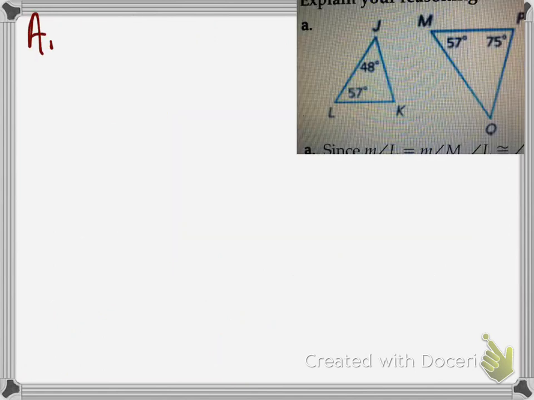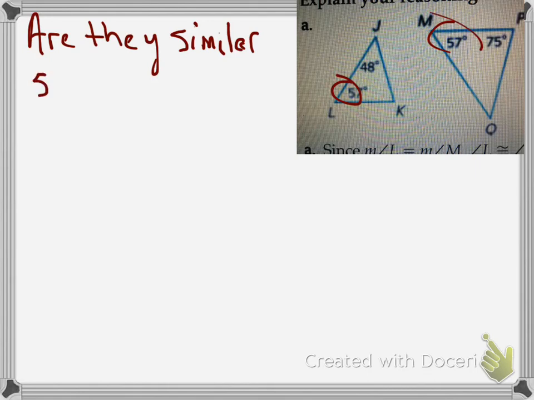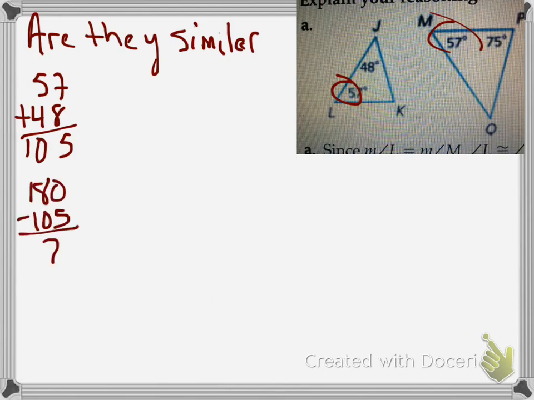Okay, so here's an example. Are these two similar? At first glance you go, there's a 57 and a 57, so those two are the same. But 48 and 75, they're not the same. You could be lazy and say, nope, they're not similar. But wait, what happens if I add 57 and 48? I get 105. And all triangles add up to 180, so if I subtract 105 from 180, I get 75.